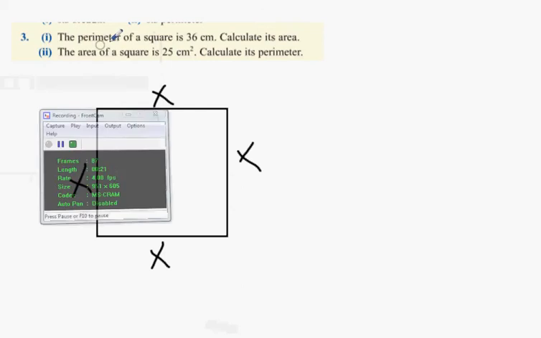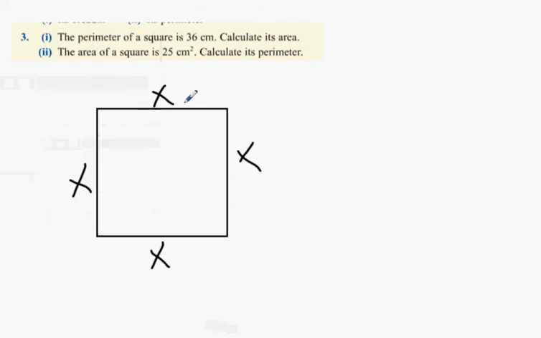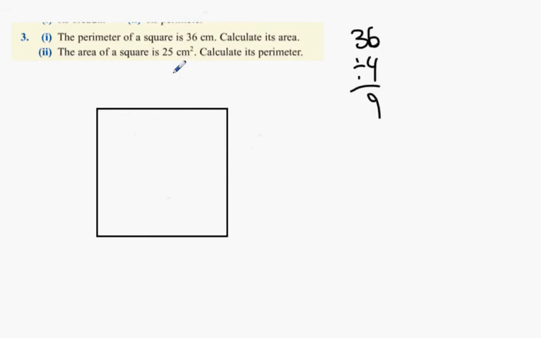So guys, look, there's 4 equal sides. Okay, calculate its side. It's 36 divided by 4. That means it's 9 a side. Does everybody alright with that? 9, 9, 9, 9. Okay. It's 9 in each direction, yeah?